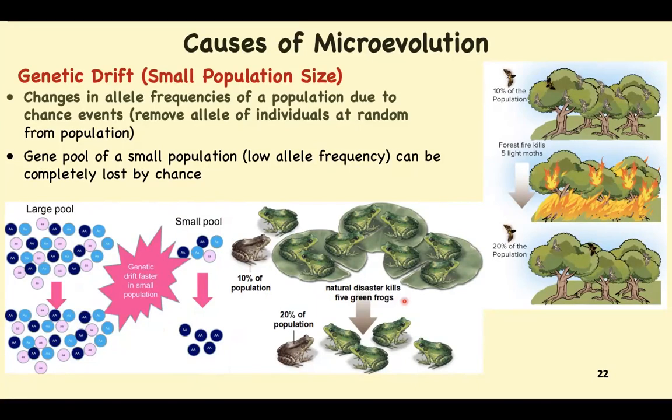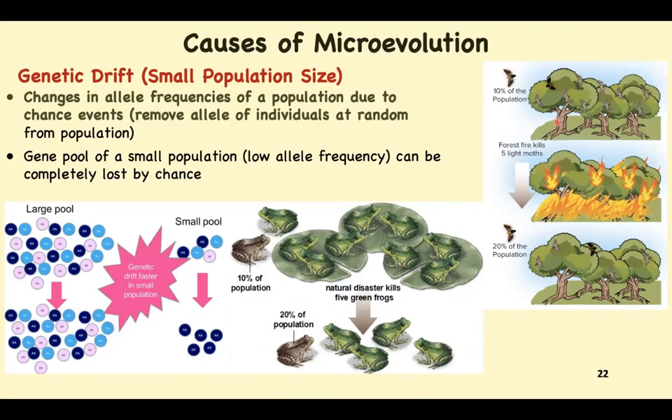Contoh, okay, this one, frogs. Dalam ni ada berapa? 1, 2, 3, 4, 5, 6, 7, 8, 9, 10. 10 frogs. Okay. 10% of the population je ada brown. Yang lain 90% is green. Tiba-tiba natural disaster kills 5 green frogs. So tinggal 4 je green frog kat sini. 4 green frog and 1 light brown frog. So this light brown frog consists now of 20% of the population. Okay, so that is why small population have the larger effect of genetic drift.